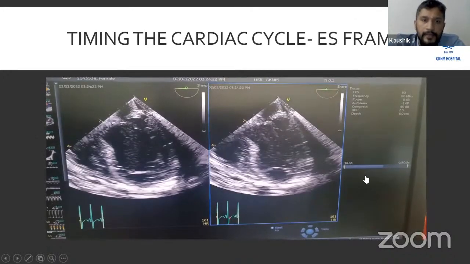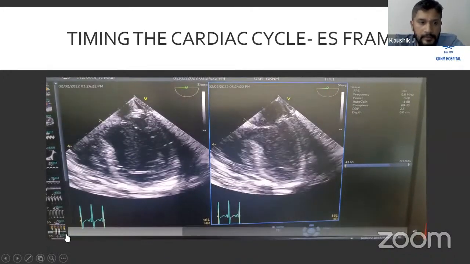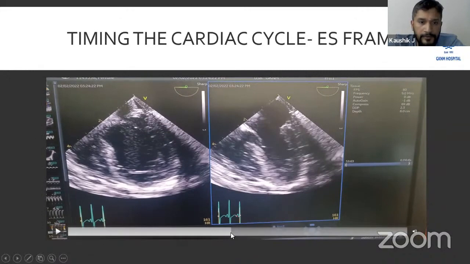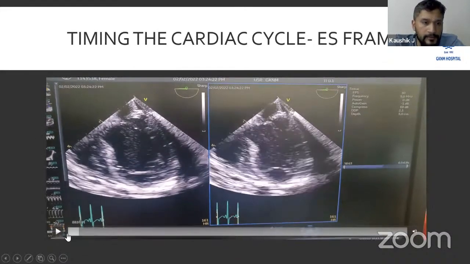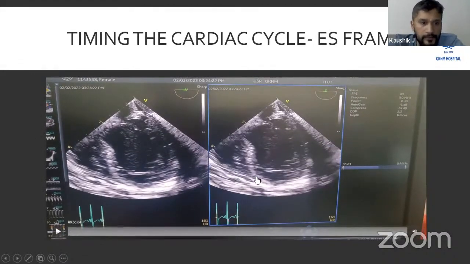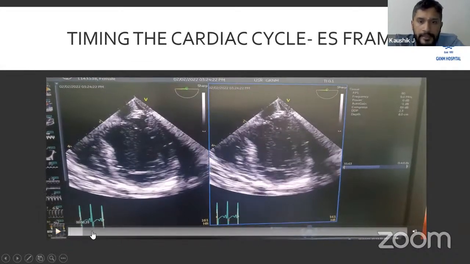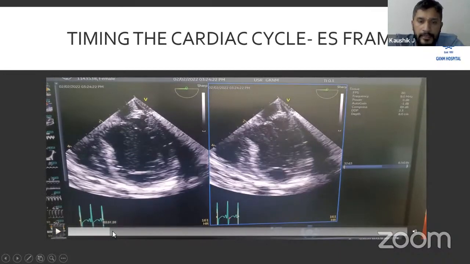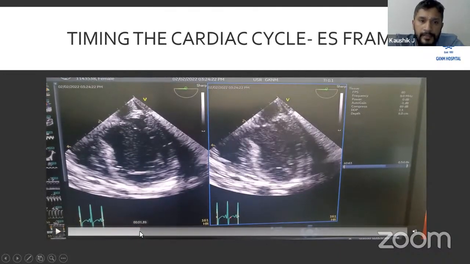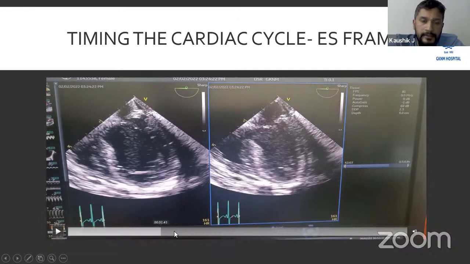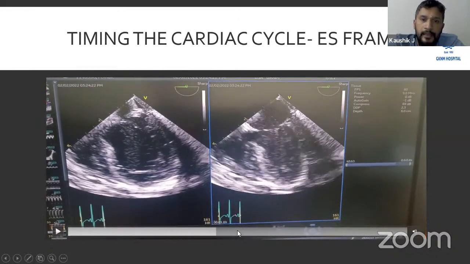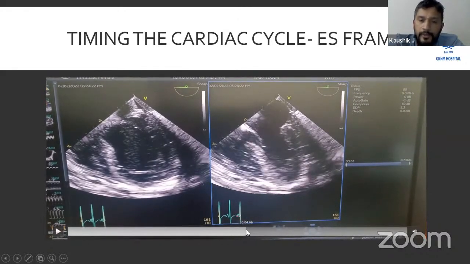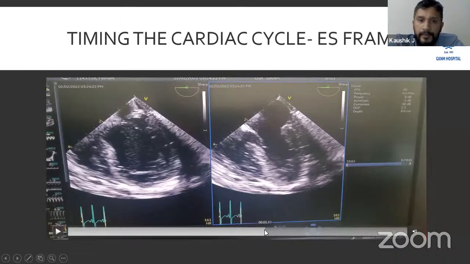So the next would be your end systolic frame, that is playing on the right of your screen. Let's again toggle to the first half. So you have a full heart, the mitral valve is closed. Now I'm starting to run the loop, you can see that the heart is contracting, the volume reduces, the mitral valve is still closed, the heart is contracting, and now the mitral valve opens. So you want the frame just before the mitral valve opens.